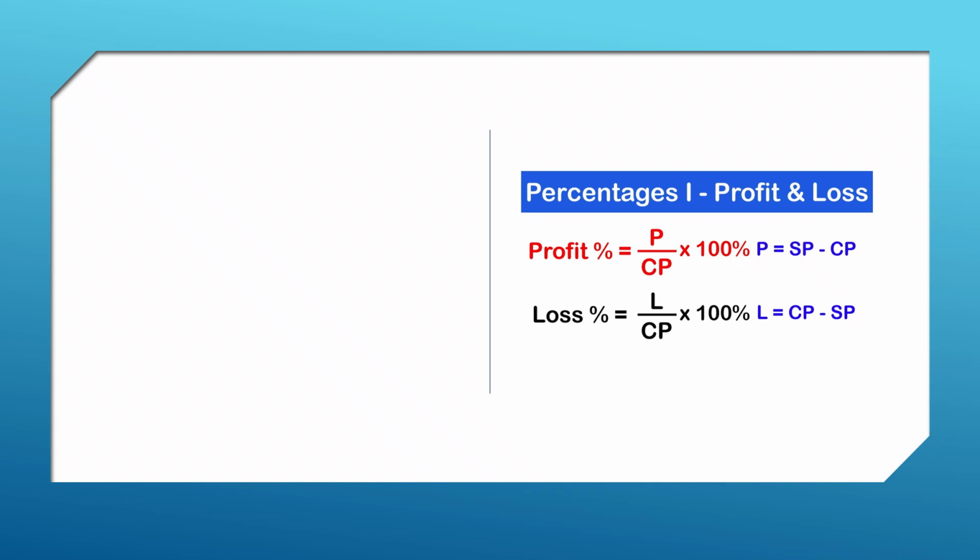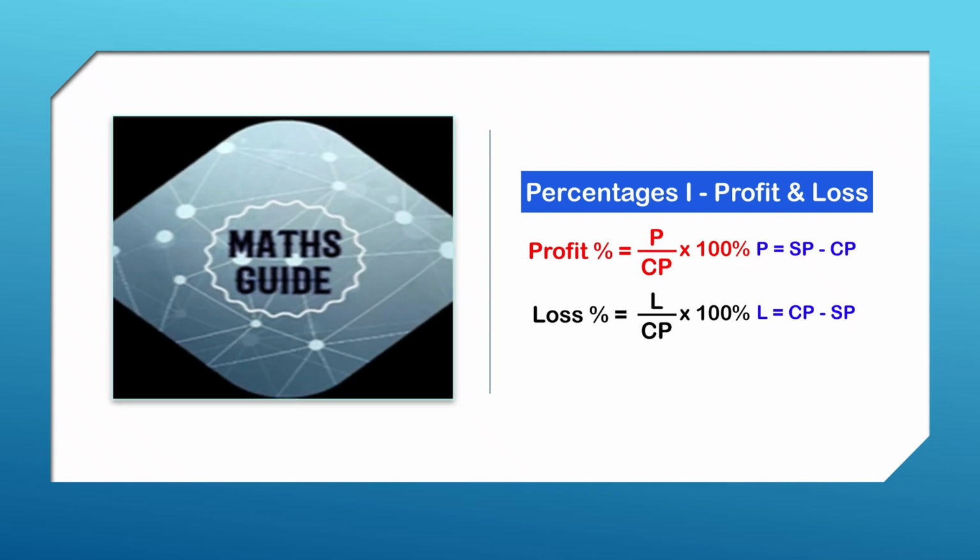Now again, two very important concepts, that is profit percentage and loss percentage. To find out the profit percentage, we will divide the amount of profit by the cost price. Remember, we will always use cost price in this formula.